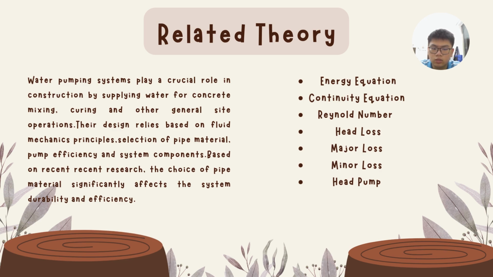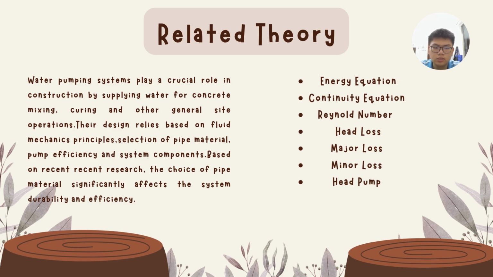Next is the continuity equation, which is the fundamental expression of mass conservation in fluid mechanics for incompressible flow, where the density remains constant. This equation has three elements: the flow rate, the velocity, and the cross-section area of the piping. Next is the Reynolds number.